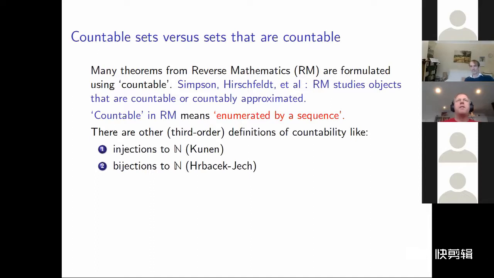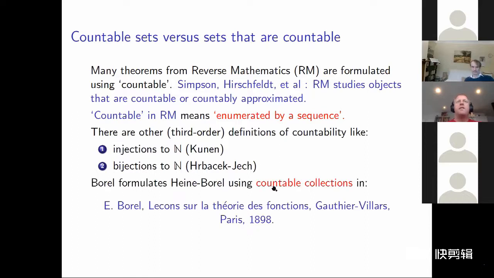But what happens if you use other third-order definitions of countability, like Kunen's from Kunen's set theory book, injections to N, or bijections to N? This is Erbach-Kiech, the set theory textbook. Now, this is not, as the Germans would say, Spielerei, because Borel formulates Heine-Borel using countable collections.